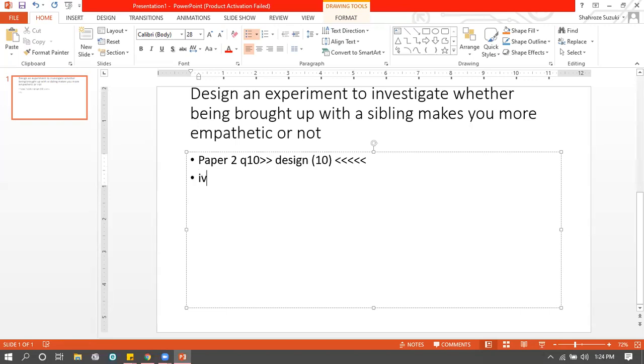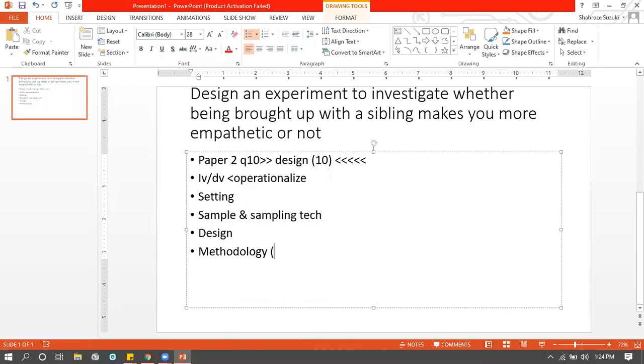Number one, you're supposed to write down the IV and the DV, and operationalize them as well. Number two, setting. Number three, sample, and with it you write the sampling technique. Who are our participants and how did you get them? Design, which we discussed in depth. Methodology: how are you going to get the data? Via questionnaires? Are you going to do interviews or observations?